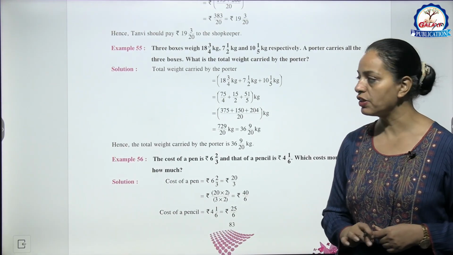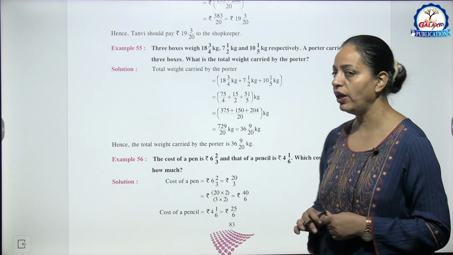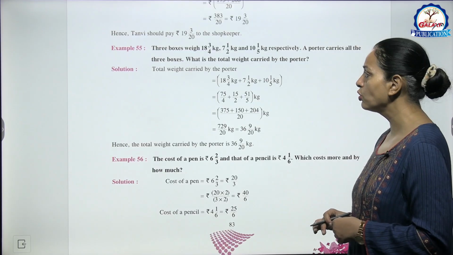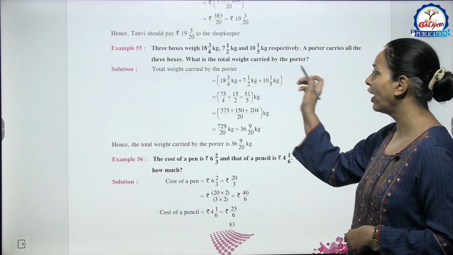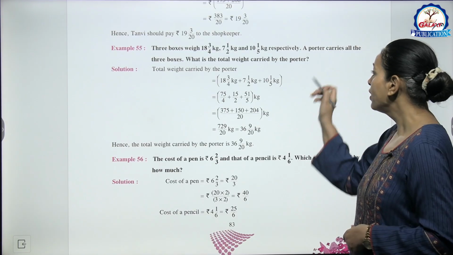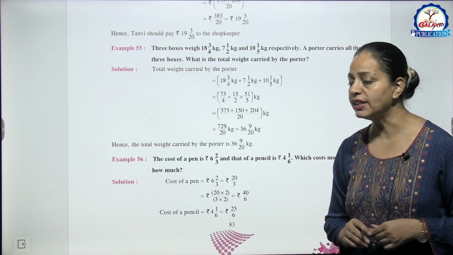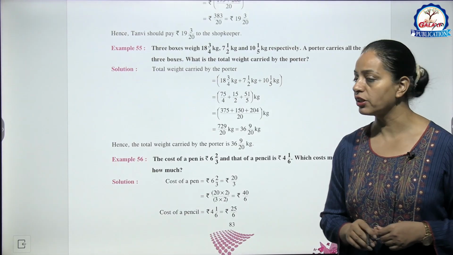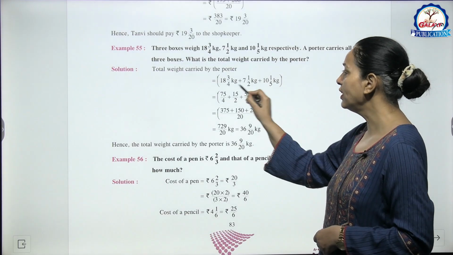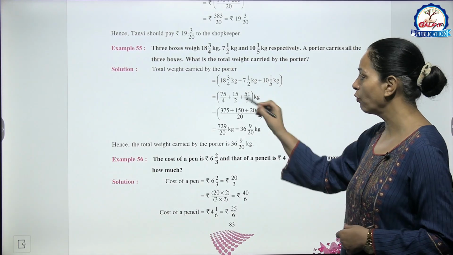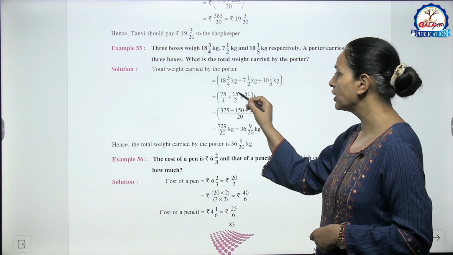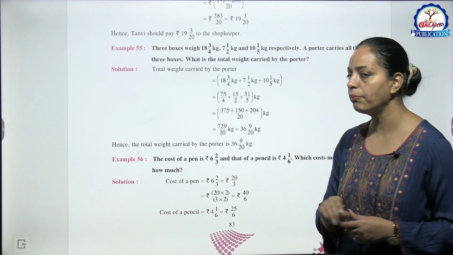Now example 55. 3 boxes weigh 18 whole 3/4 kg, 7 whole 1/2 kg and 10 whole 1/5 kg respectively. Now a porter carries all these 3 boxes. What is the total weight carried by the porter? So what to do? Add all these. Okay, so now first convert into improper fraction. So 75/4 plus 15/2 plus 51/5.